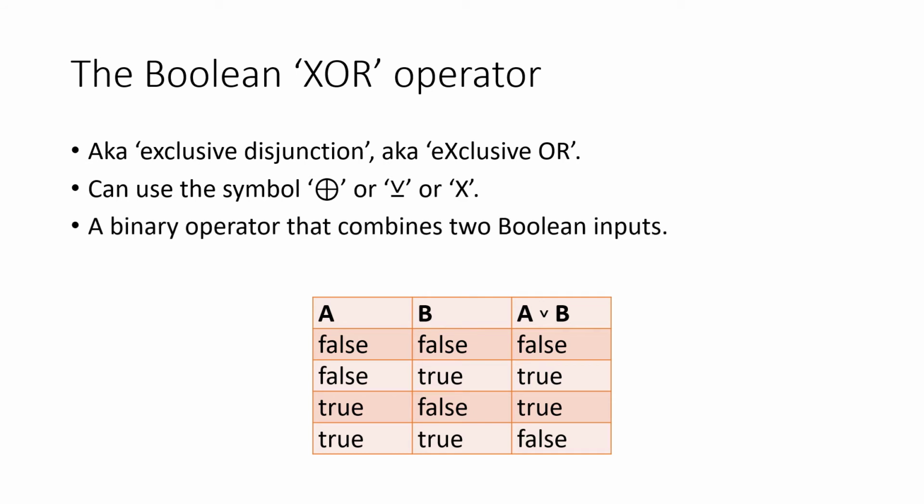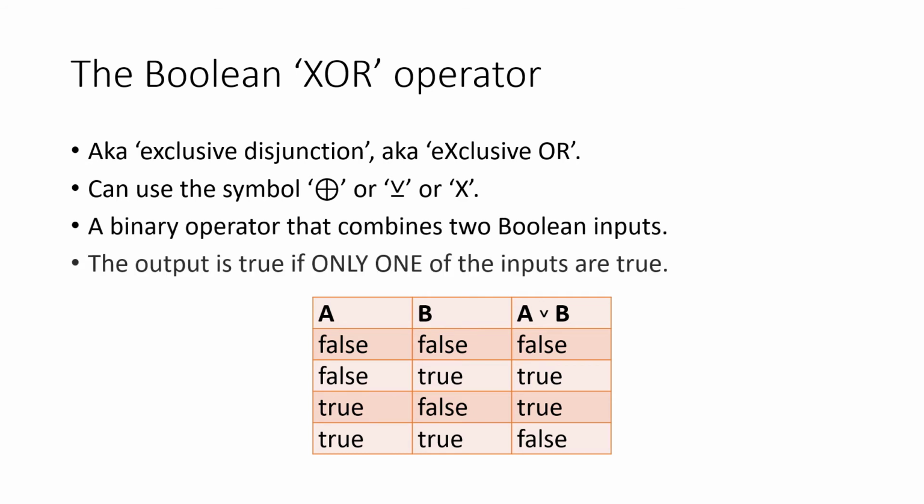But it's a binary operator that combines two Boolean inputs, and the output is true if and only if exactly one of the inputs is true. So if both the inputs are false, false output. One input's true, true output. Both inputs are true, then you get a false output. This is good for things like some one-time pad encryption, or flipping bits in a byte, that sort of thing.